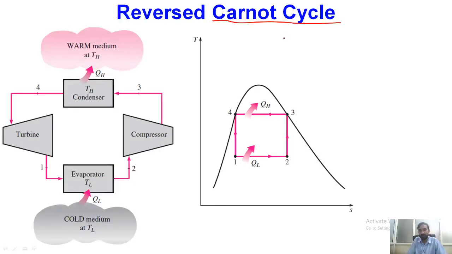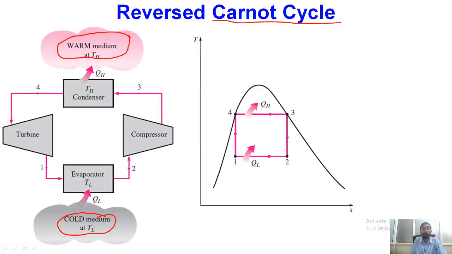Okay, and while we are reversing the processes of the Carnot cycle, what will be happening? Whatever heat and work interactions we have, the direction of those interactions will also be reversing. So what I have done here is include the schematic representation of a reversed Carnot cycle. We have a warm medium maintained at temperature TH, and a cold medium maintained at temperature TL.